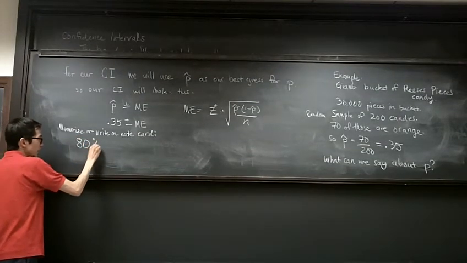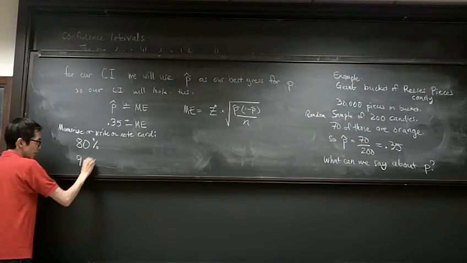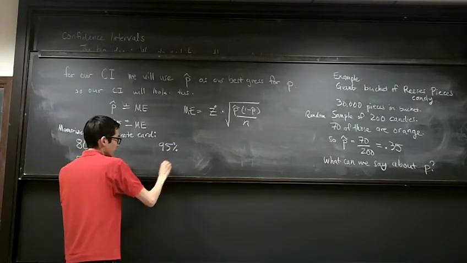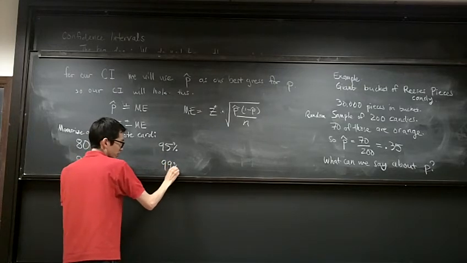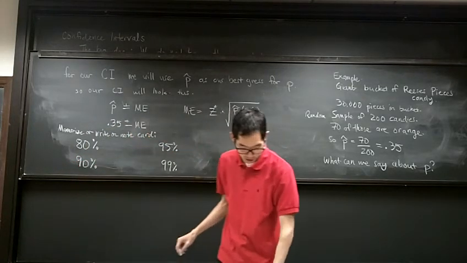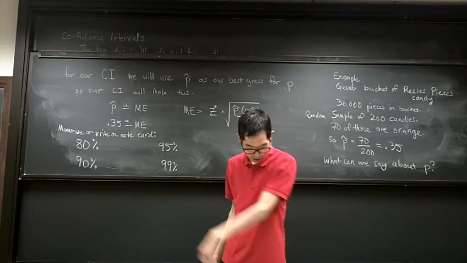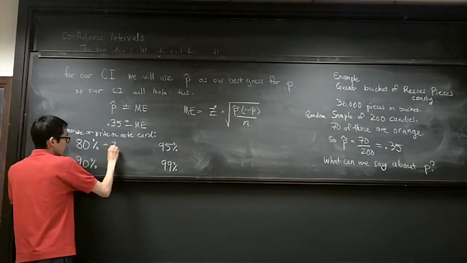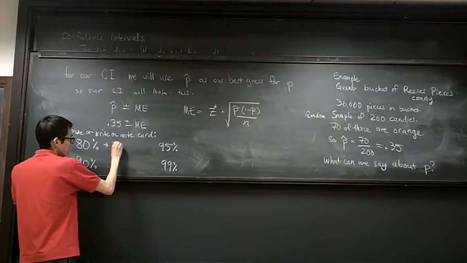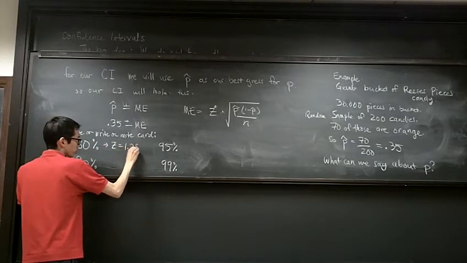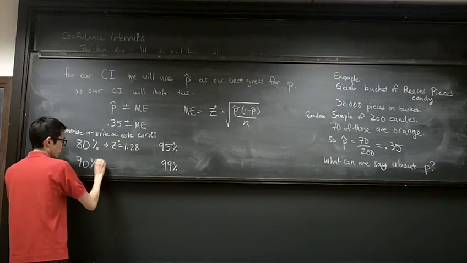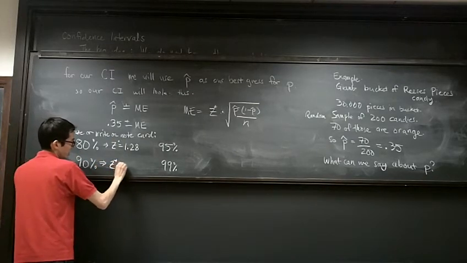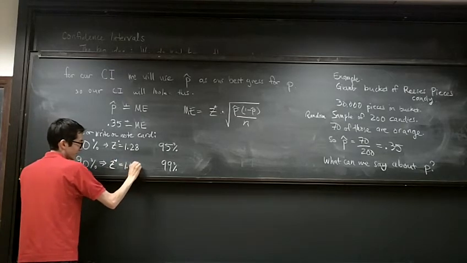levels of confidence. We got 80%, 90%, 95%, and we'll say 99%. Okay? For the different levels that we're going to use, for 80%, Z is equal to 1.28. For 90%, Z star is 1.645.